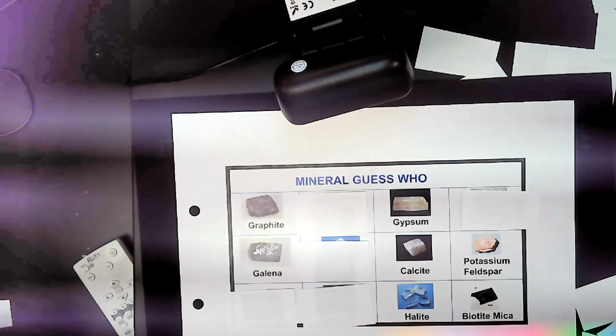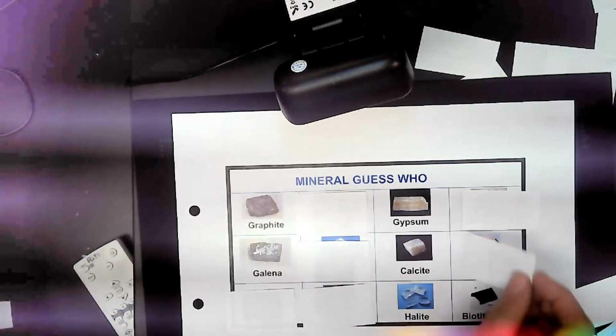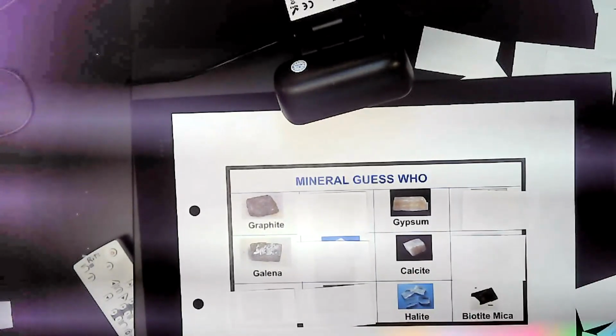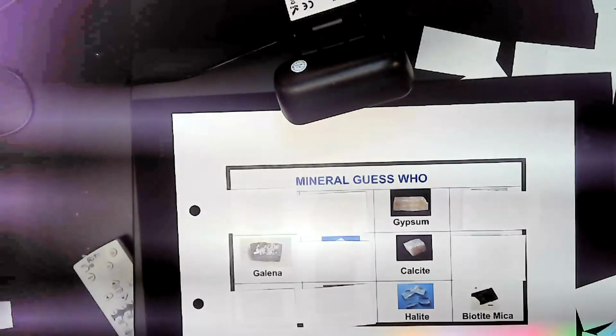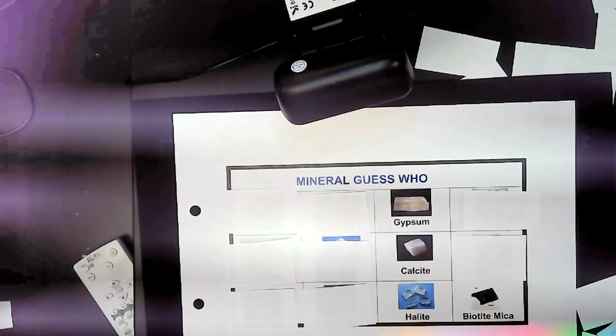Then you asked, can it scratch glass? Well, the only one that can scratch glass would have been the potassium feldspar. Then Jake asked, is it non-metallic? And I said yes. So you should have galena and graphite covered up. So you should be left with these 4. Hayden, what do you want to ask next? I gotta catch up here.